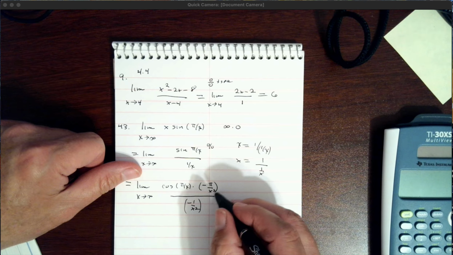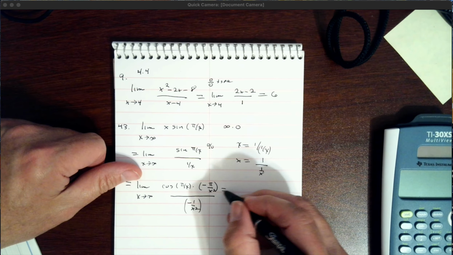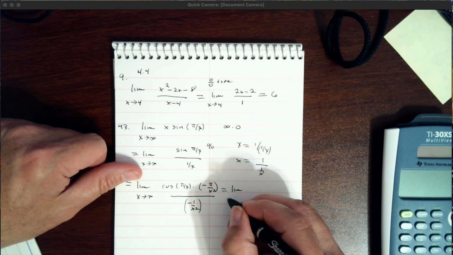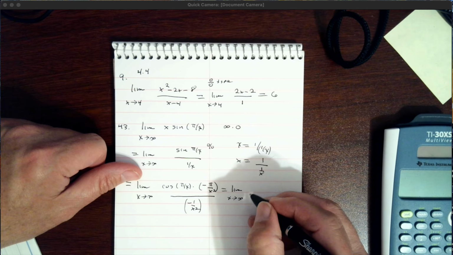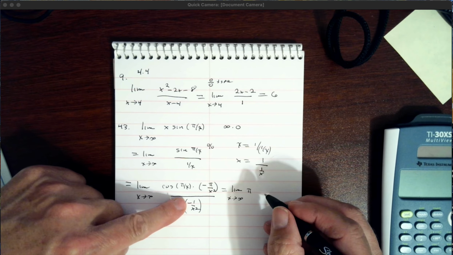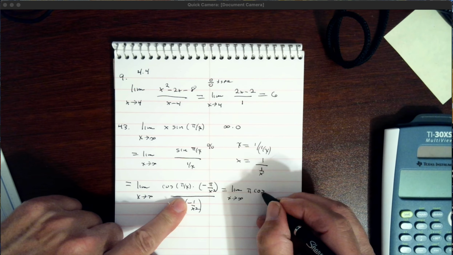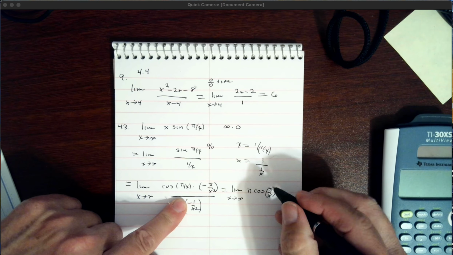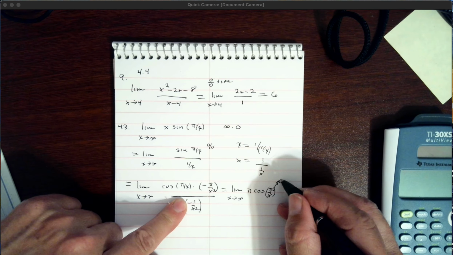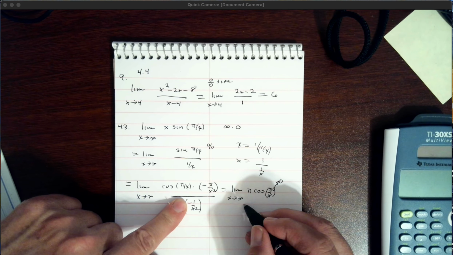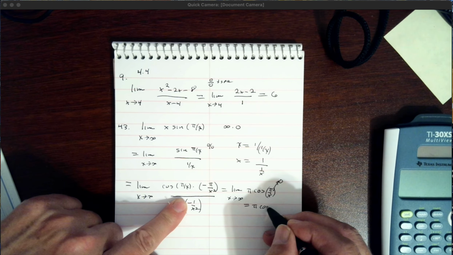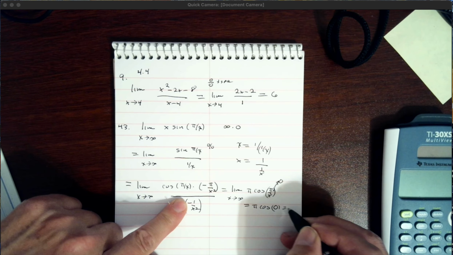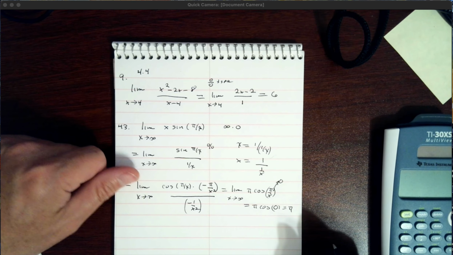They almost cancel, except you're left with the pi. So it's the limit as x goes to infinity of pi, the negatives do cancel, cosine of pi over x. Pi over x goes to 0, so in there we go to 0. Cosine of 0 is 1, so it's pi cosine of 0 equals pi. So the answer is pi.